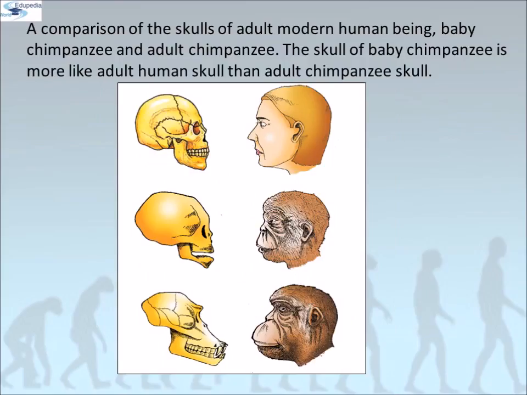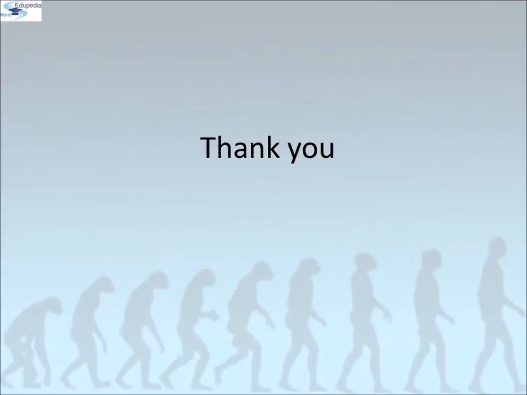This is a comparison of the skulls of an adult modern human being, a baby chimpanzee and an adult chimpanzee. The skull of the baby chimpanzee is more like the adult human skull than the adult chimpanzee skull. This is a very good example that man evolved from chimpanzee-like ancestors.